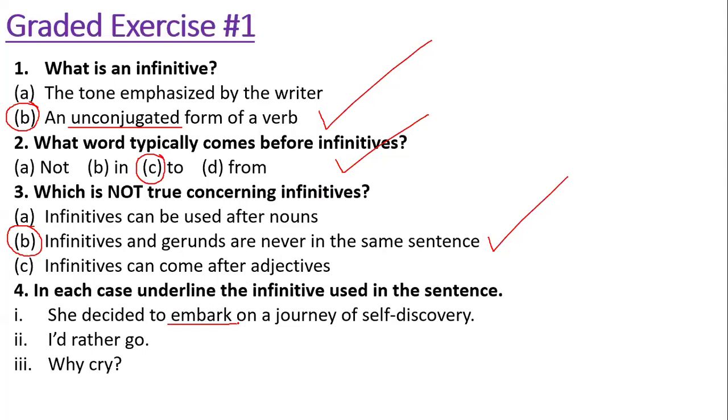Number 2, I'd rather go. What's the infinitive? Go. But we don't have "to" in front of it. Is that still right? It's still fine. And then number 3, why cry? What's the infinitive? Cry. Most definitely cry.